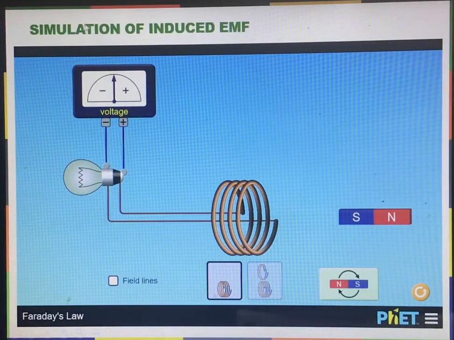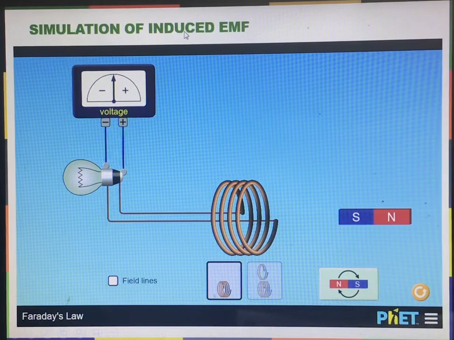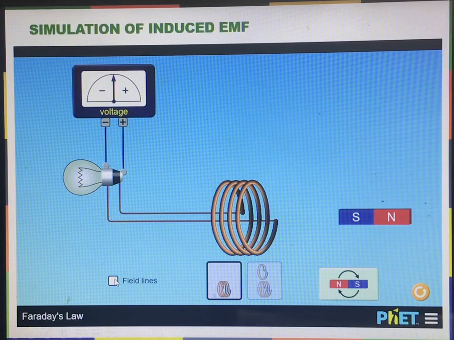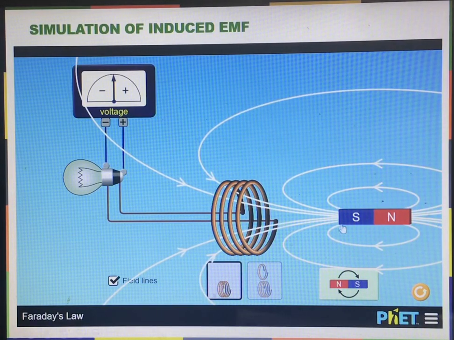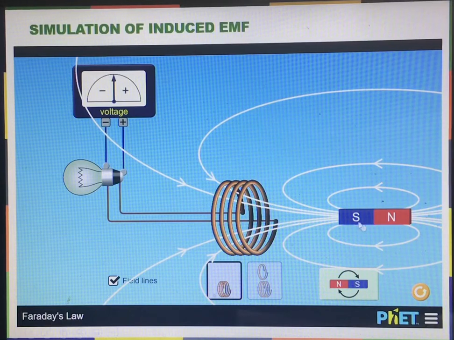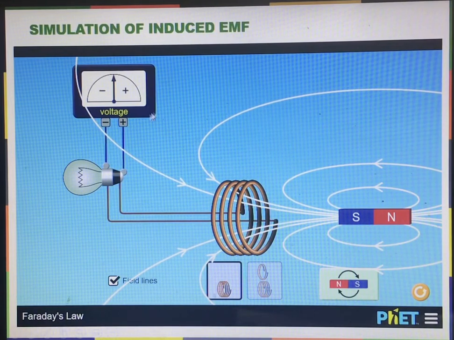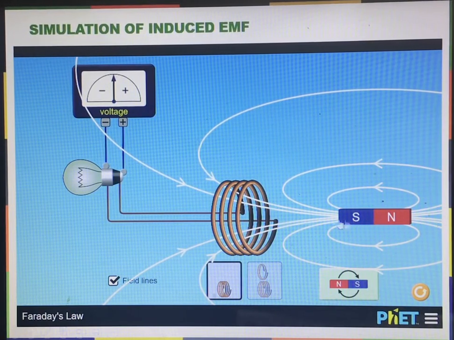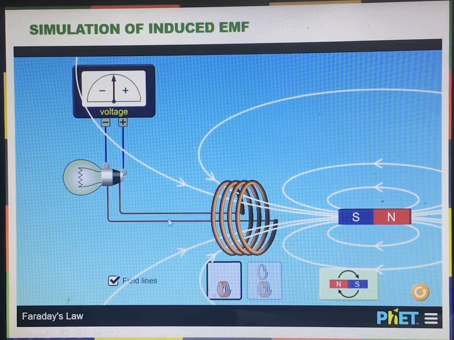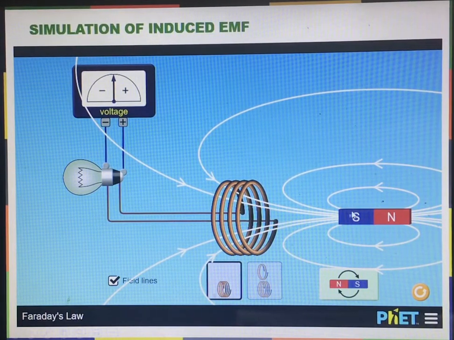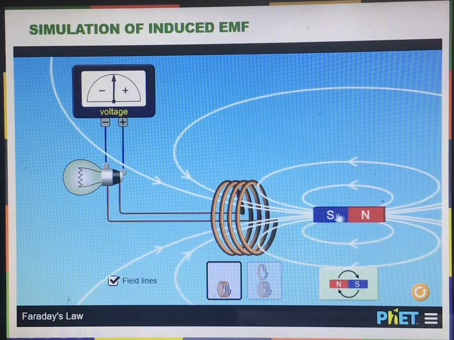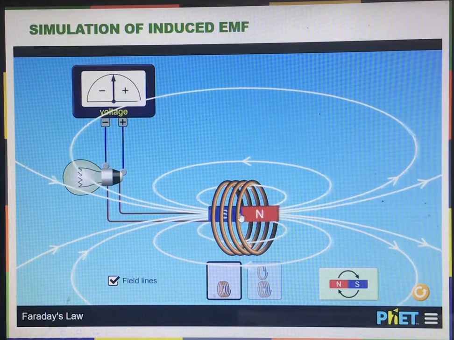Now, this is an example here. This is a simulation of the induced electromotive force. So I can go in here. I want to show what the magnetic field lines are. Notice that at this point, the bar magnet is not moving. This is my bar magnet here, and this is a coil, and this is the galvanometer. Right now, the bar magnet is not moving, so there is no current, so there is no voltage in the galvanometer. But as I move the bar magnet to the right, you notice that there is going to be some changing current.